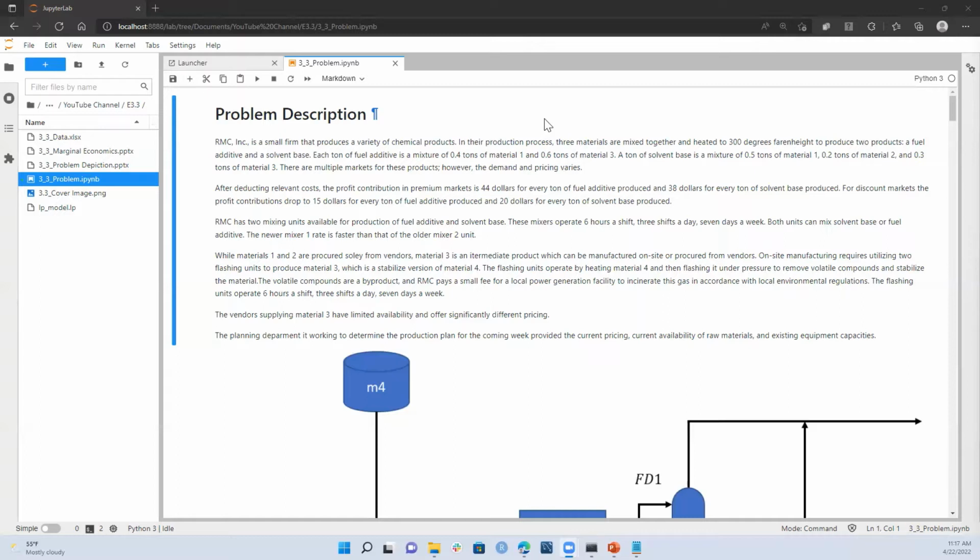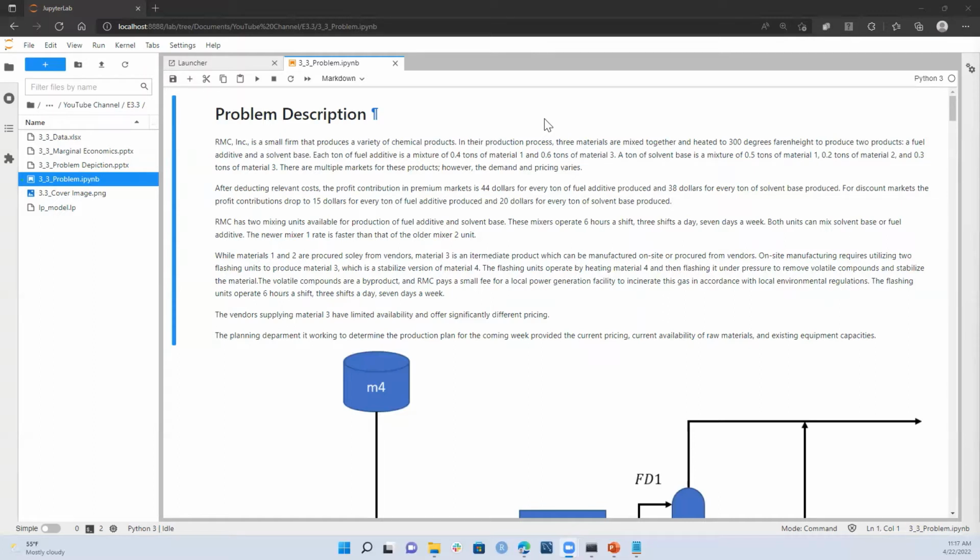RMC has 2 mixing units available for production of fuel additive and solvent base. These mixers operate 6 hours a shift, 3 shifts a day, 7 days a week. Both units can mix solvent base or fuel additive. The newer Mixer 1 rate is faster than the older Mixer 2 unit. While materials 1 and 2 are procured solely from vendors, material 3 is an intermediate product which can be manufactured on-site or procured from vendors.